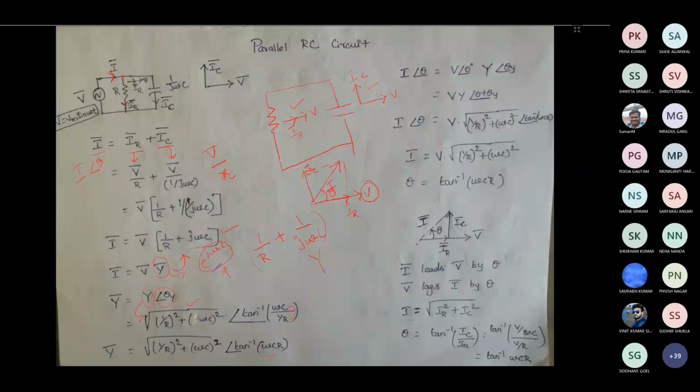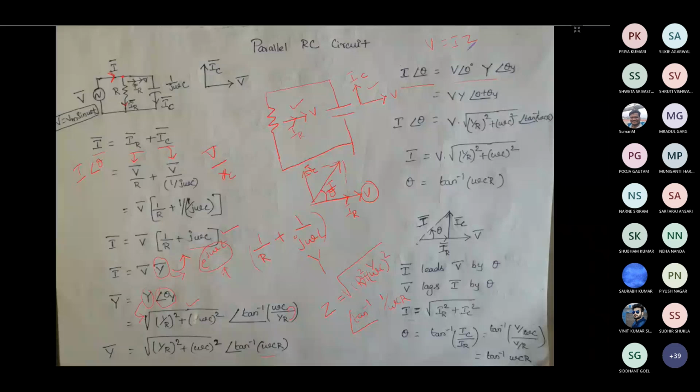So the difference between the series RC circuit and the admittance circuit is, in the series circuit we got Z. Z is given by root of R squared plus (1 by omega C) the whole square, then you got tan inverse of 1 by omega C R. Here we are getting the reciprocal of that, nothing else. So the current can be given by voltage into admittance. We have seen yesterday itself, V is equal to I into Z.